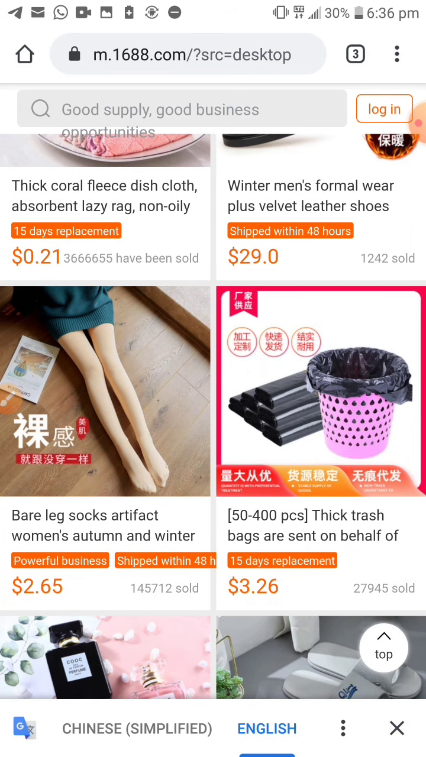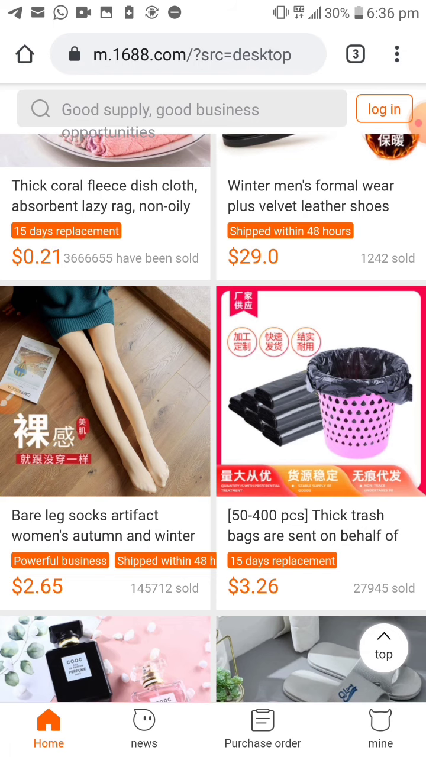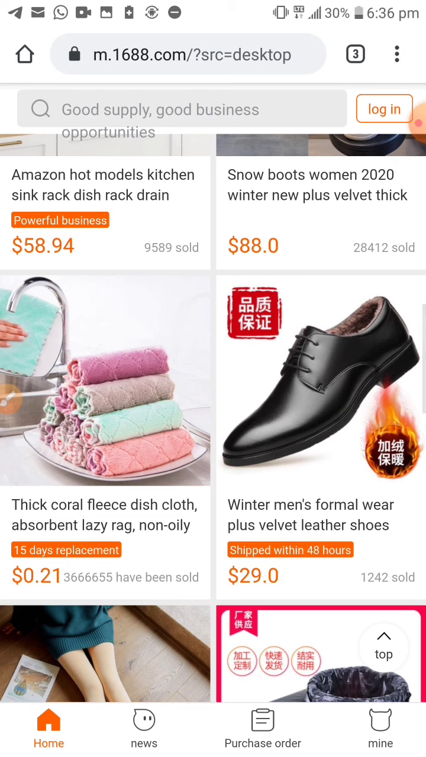Okay. So a few things I want you to know is the number of quantities sold for the product. That's the only way on 1688 you'll be able to verify that this product is actually good. Okay, because this site, 1688.com, is mainly for Chinese retailers, Chinese wholesalers, because they are manufacturers on this site.